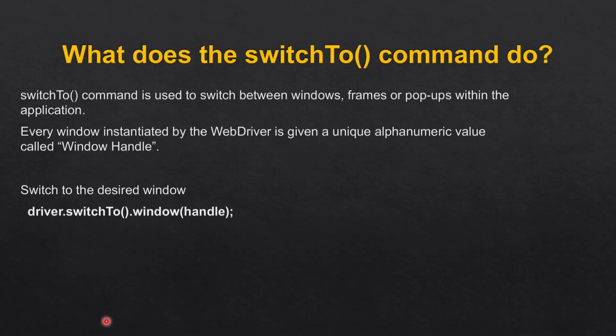Okay, so the next interview question that is asked is: what does the switchTo command do? Basically the switchTo command is used to switch between windows, frames and pop-ups, and when we deal with frames and pop-ups, at that time we will understand how it works. Now whenever the WebDriver launches a new Chrome browser, it is given a unique alphanumeric value called the window handle. And to switch between the windows we use driver.switchTo().window and the handle value is given over here. Okay, so this is what the switchTo command does.